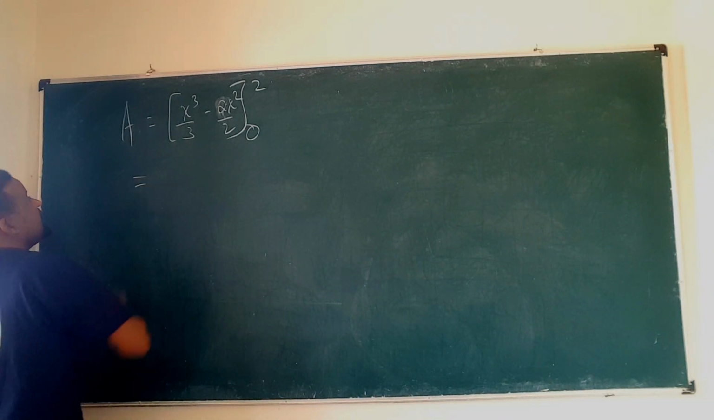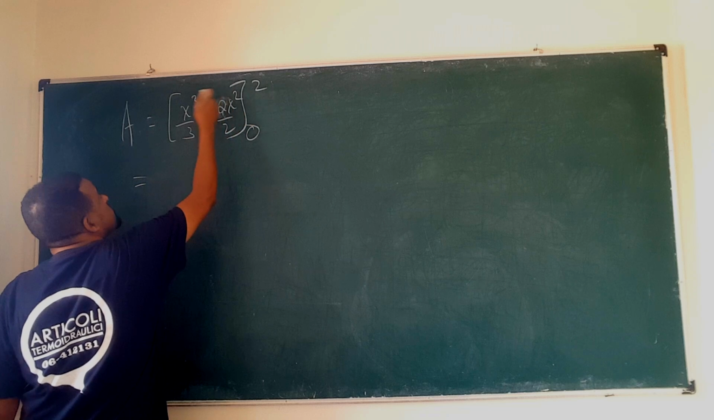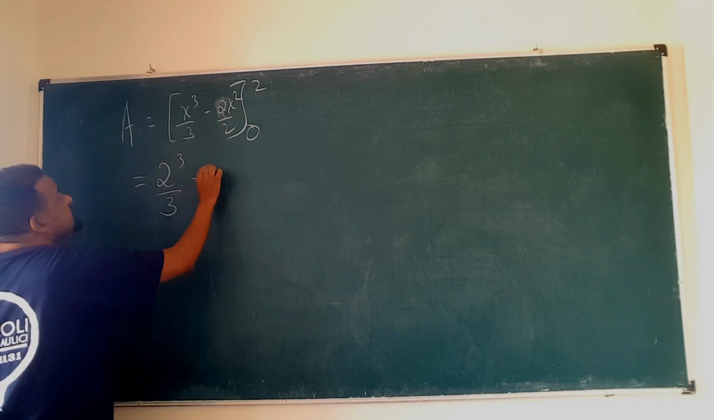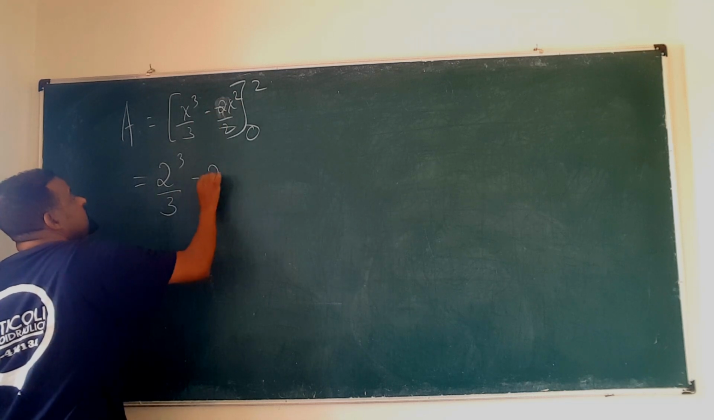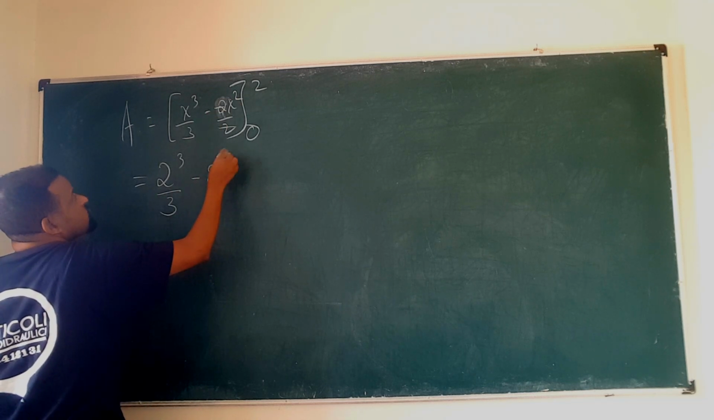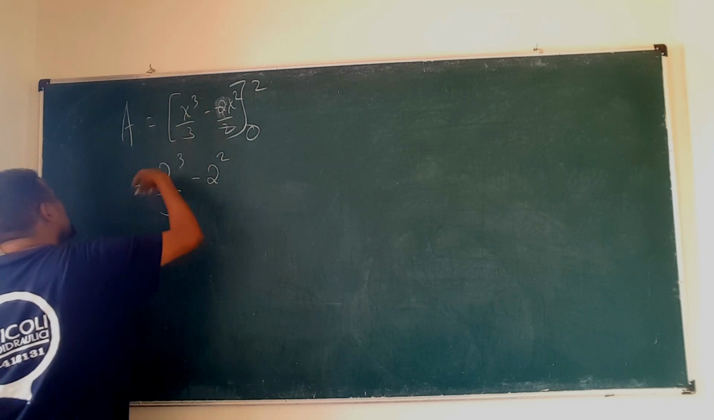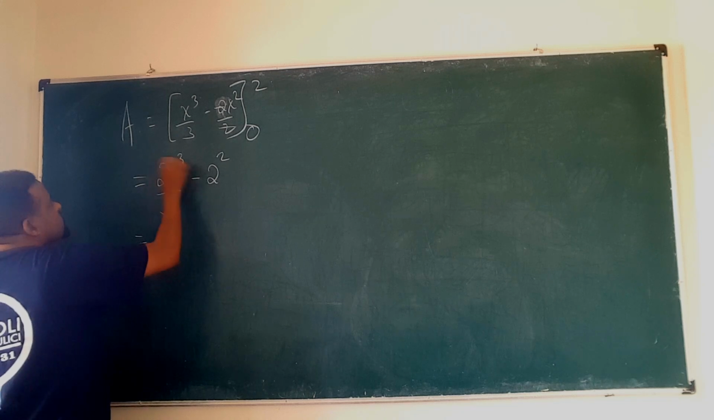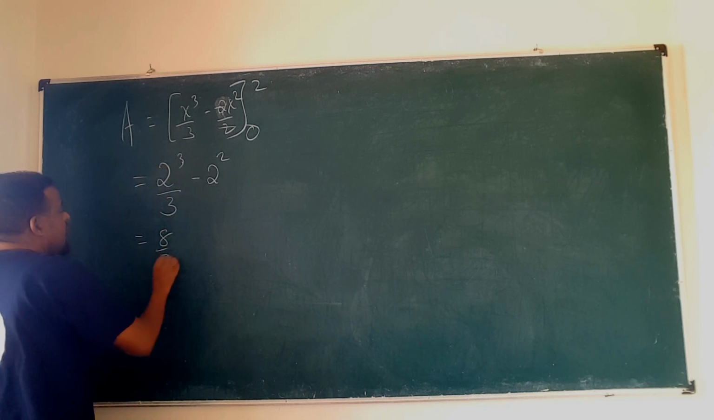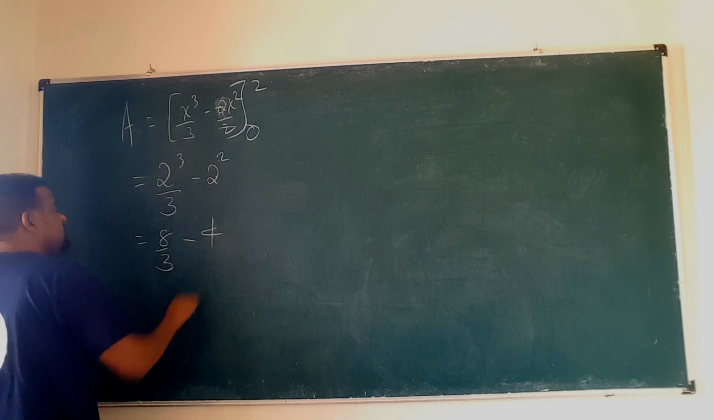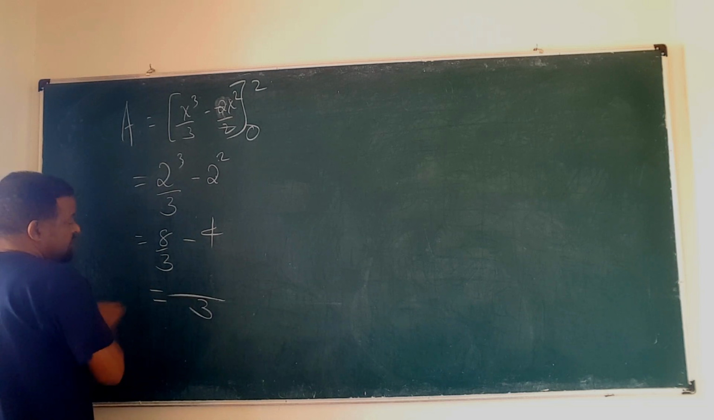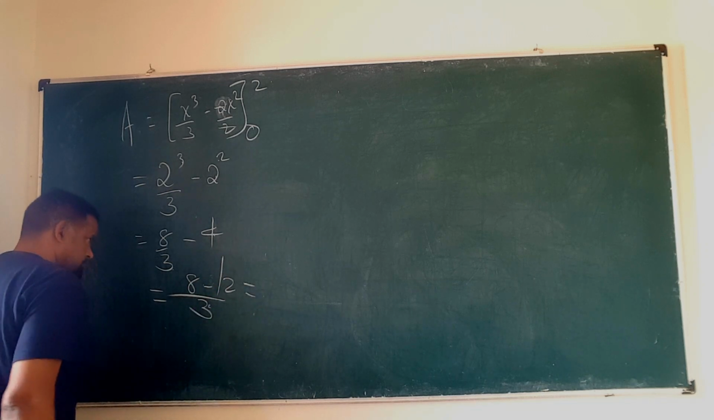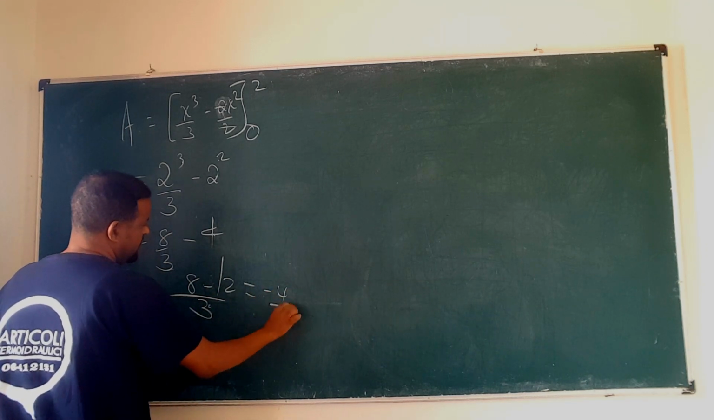First you need to insert 2: 2 cubed over 3, of course, minus 2 squared over 2 times 2. Then if you insert 0, the whole thing will be 0, so that will be negligible. So 2 to the power of 3 is 8, which is 8 over 3, minus 2 squared, which is 4. That will be 8 minus 12 over 3, so that will be negative 4 over 3.